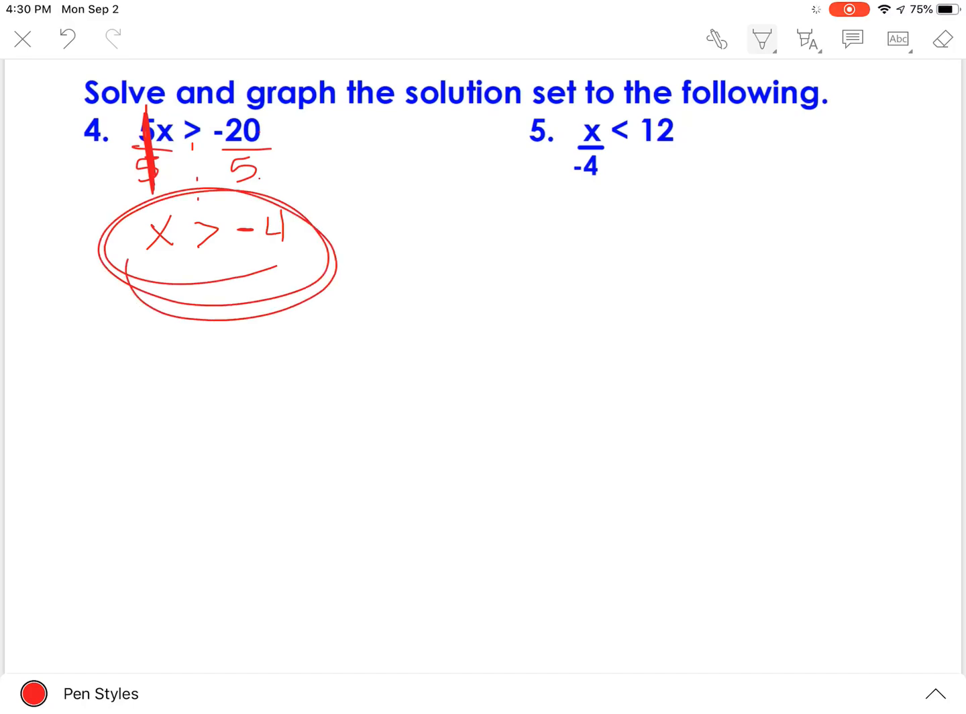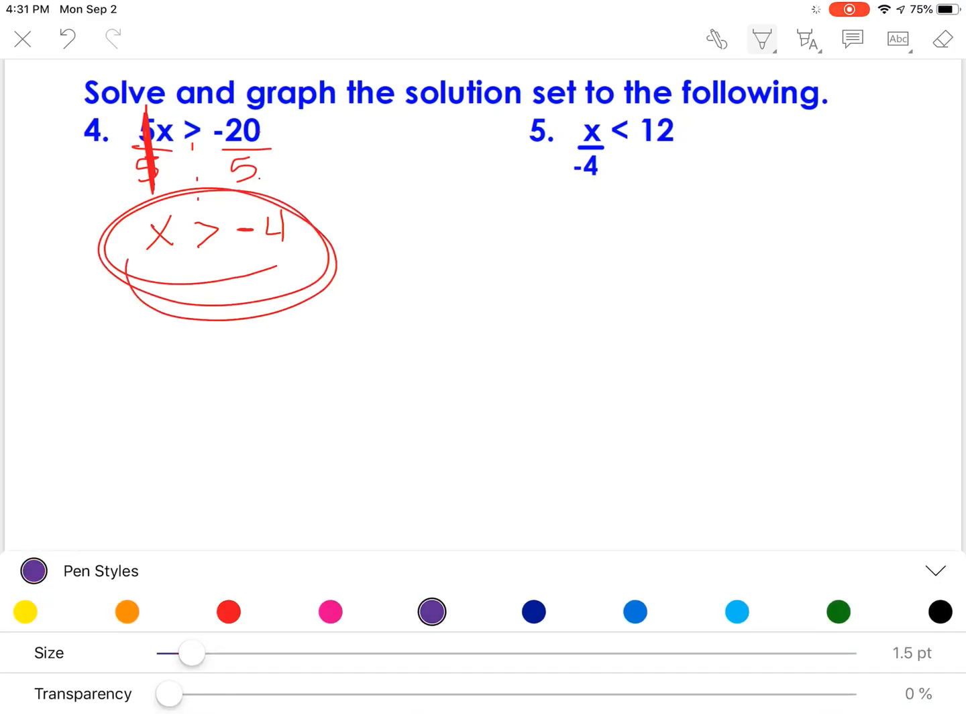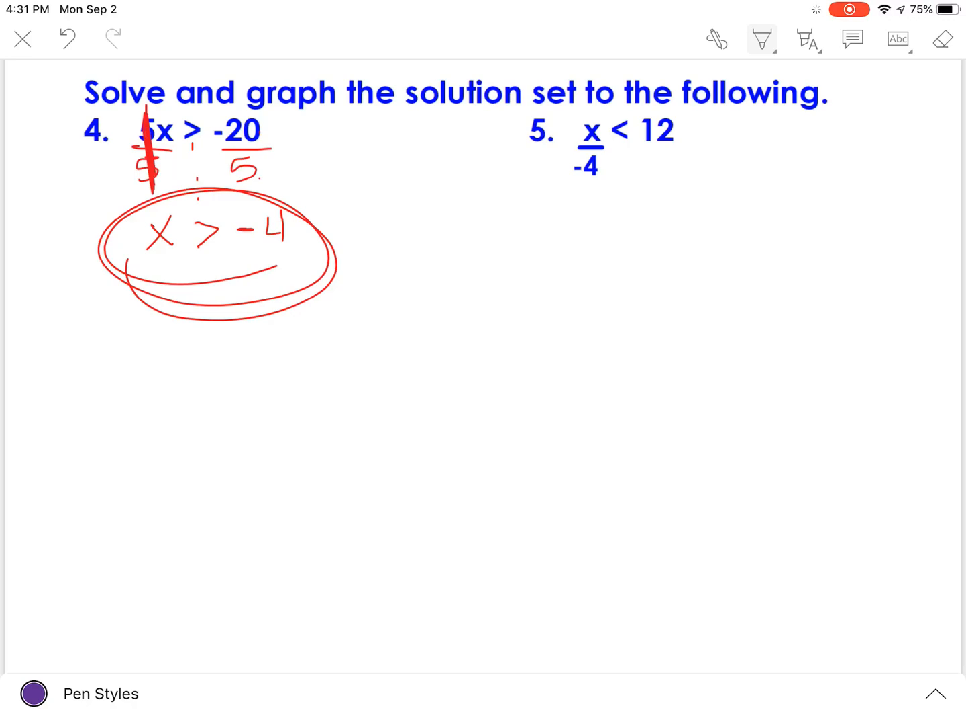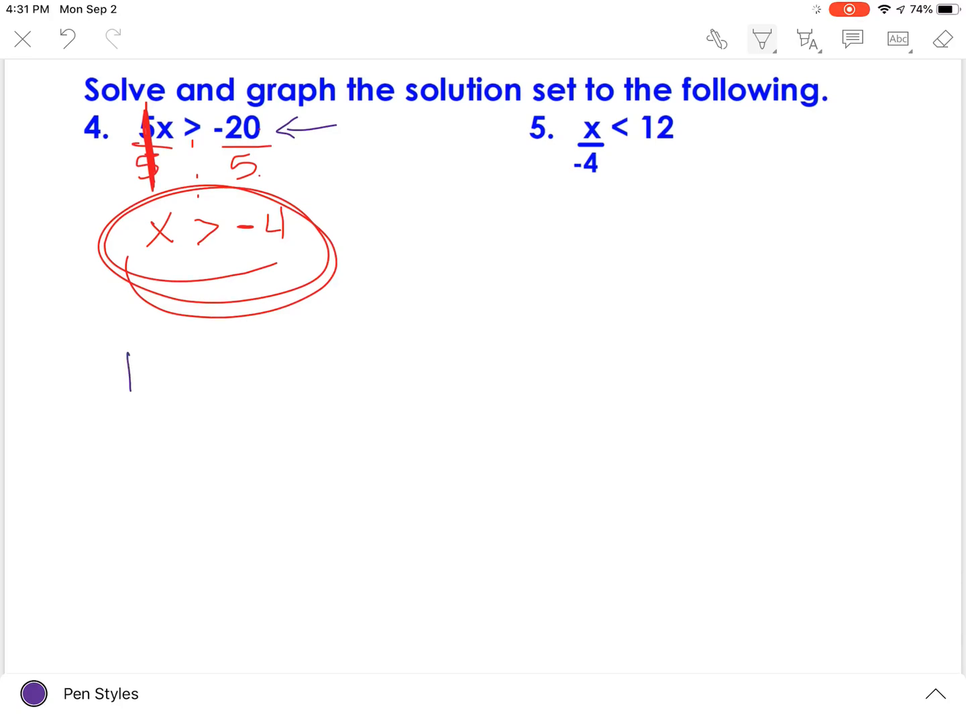That's our answer. Let's take a look at this for a second. So this inequality tells us that we could pick any number that's greater than negative 4, plug it into this equation, or this inequality, and it would work out. So let's pick a number greater than negative 4. I'm going to pick 1, because 1 is greater than negative 4. Well, 5 times 1 is greater than negative 20. Notice how this is the same equation that we had up here. I just put 1 in for x.